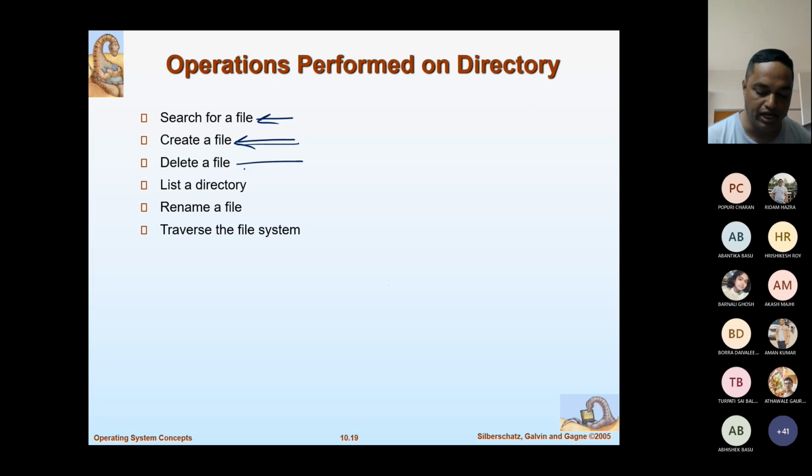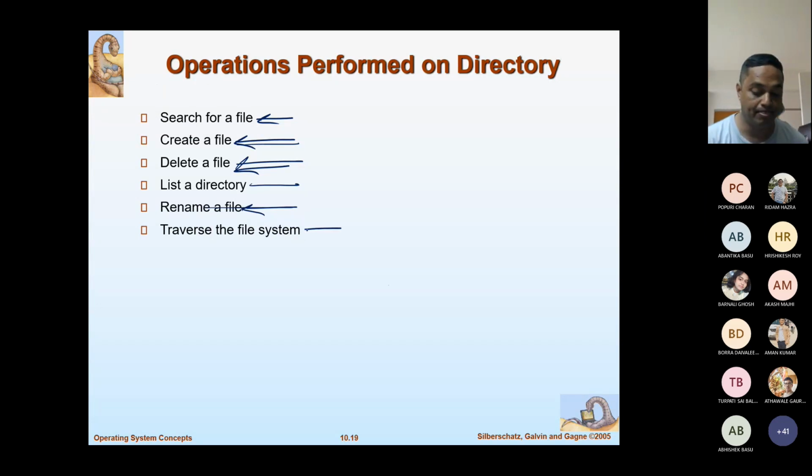Deleting a file. You can delete an existing file in the hard drive. And if you delete it, the entry will also be deleted from the content page. That means your file entry will be deleted from the directory structure, because the directory structure contains all this information. List a directory. You want to see the entire directory, the entire content page. Renaming a file. You already have a file, and you want to rename it.